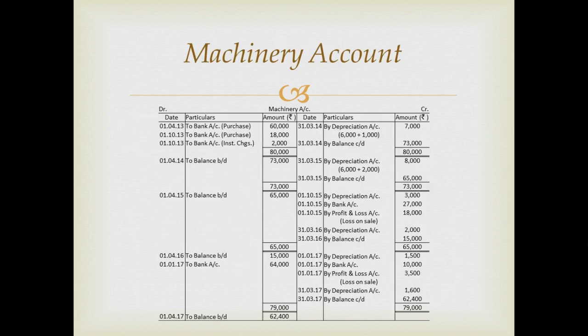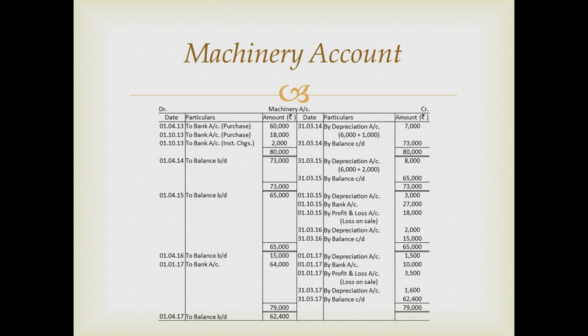Now the machinery account, where on the debit side we have 1st of April 2013 to bank 60,000, on 1st October 2013 to bank 18,000, and on the same date to bank, which is the installation charges, 2,000. On the credit side, 31st March 2014, we have by depreciation account 7,000 and by balance CD 73,000, which is brought down on 1st April 2014. On 31st March 2015, we have by depreciation account 8,000 and making a balance of 65,000, which is brought down on 1st April 2015, rupees 65,000.